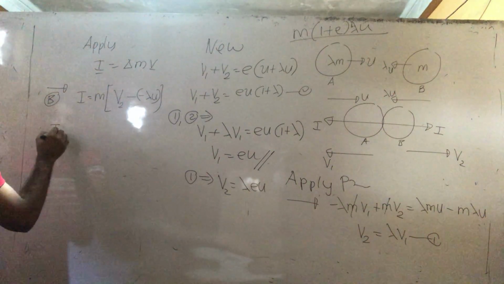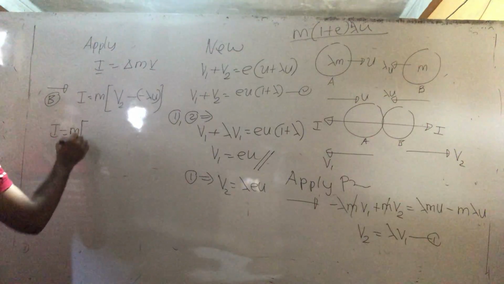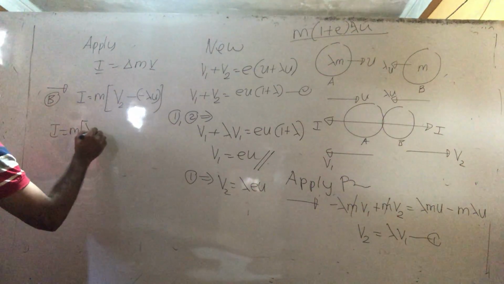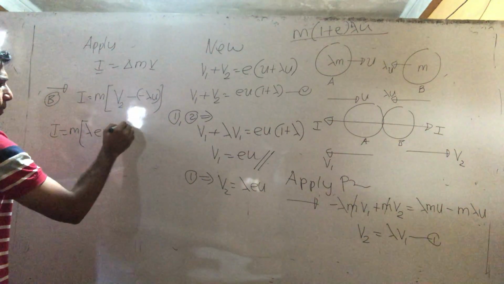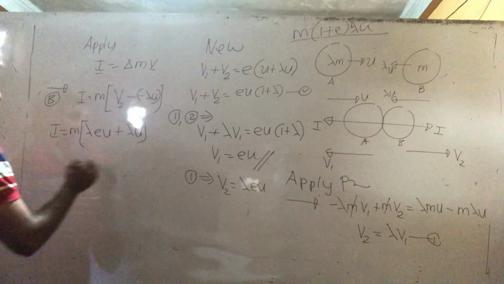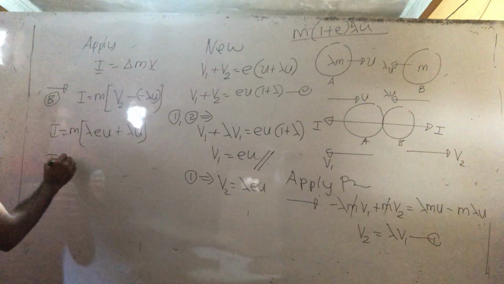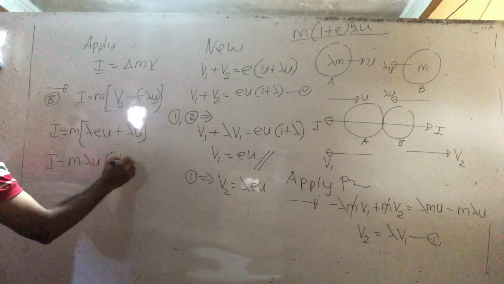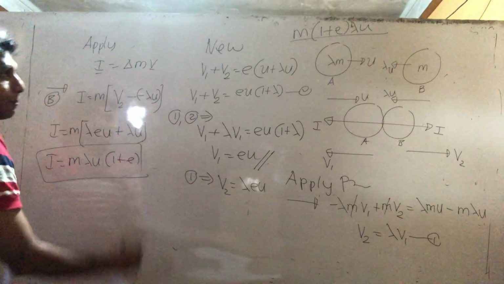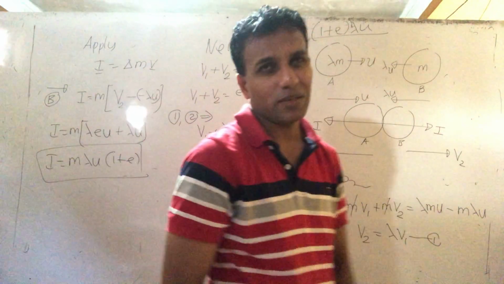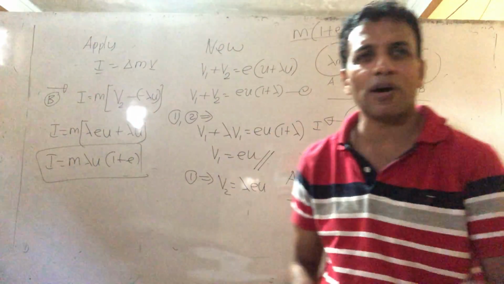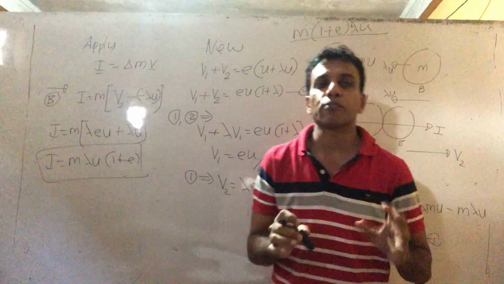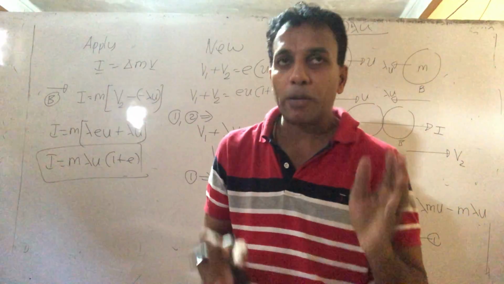So I equals small m into V2, which is lambda EU plus lambda U. So I equals m, take lambda U out, (1 plus E), is the impulse due to the collision, right? It's a simple question. You can see all the past exam problems available. Very simple. You can minimize your time.